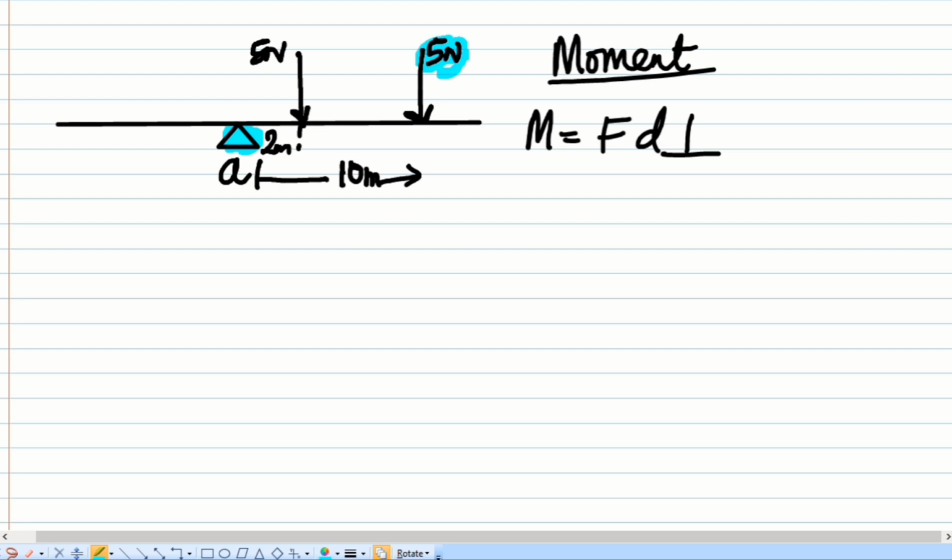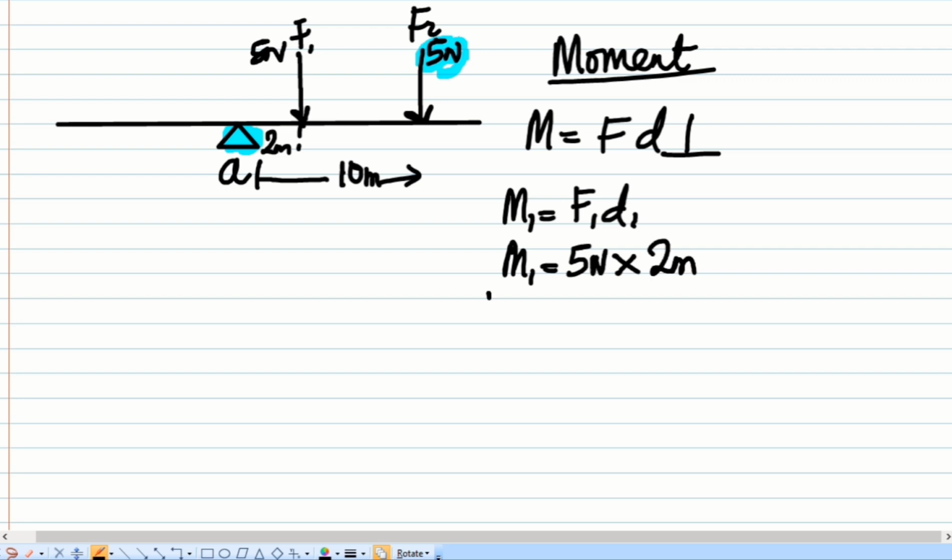So if I ask you now, okay, let's just calculate the moment. All right, let's stop talking too much. Now let's calculate the moment. Let's call this force F1 and call this F2. What's the moment produced by F1? Let's call it M1, which is going to be F1 D1. So M1 is going to be F1, which is 5 Newton, multiplied by D1, which is 2 meters. Let me put the unit so I can show you the unit of moment. So what's the moment going to be? 5 times 2 is 10, and the unit is going to be Newton meter. I've already told you the unit for moment. Moment is in Newton meter. So this is the moment for M1.